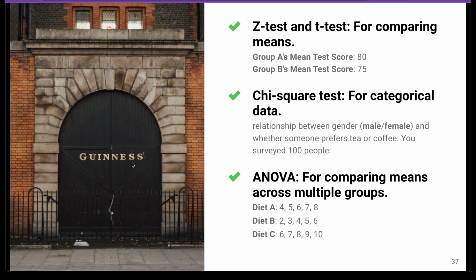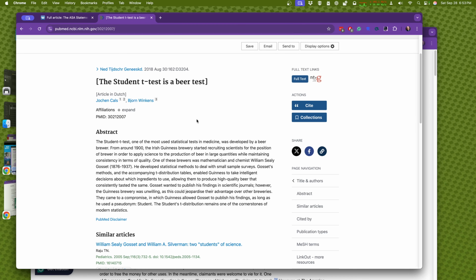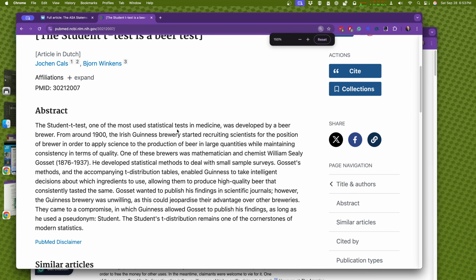So basically, let me open the screen. A guy who worked at Guinness wanted to test beer, but he didn't want his boss to know, so he published it under the name Student. Let me get you some information on this. Desktop. Okay, there we go. Maybe this helps you remember it, because I want you to know what a t-test is. Again, what is a t-test? What are you comparing? You're comparing an average, you're comparing a mean.